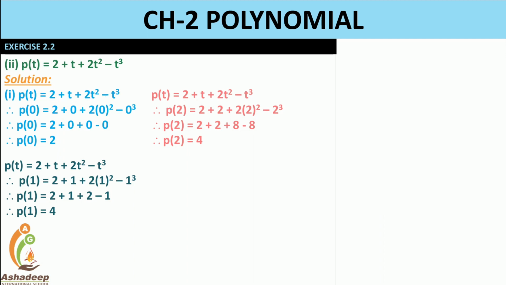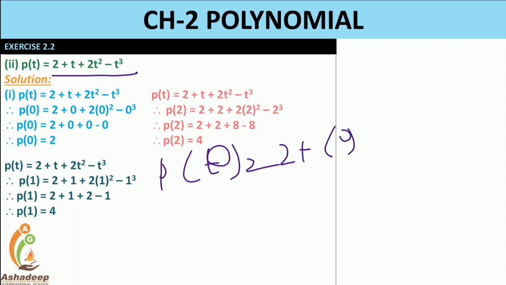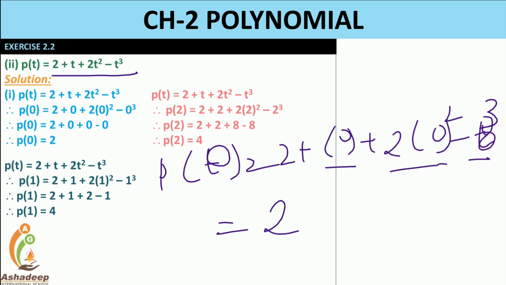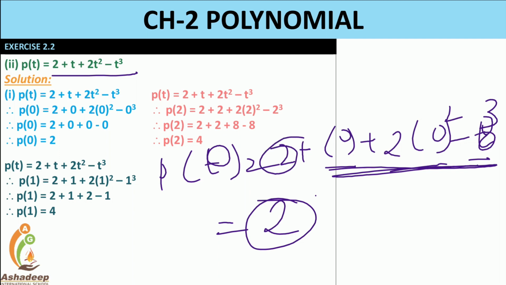How? See, p of t is given, but you have to find p of 0. So wherever you find t, you need to put 0. So 2 plus 0 plus 2 into 0 square minus 0 cube. The 2 stays as it is, the rest are gone, so the answer is 2. Why? Because if you multiply 0 with anything it becomes 0, and if you add 0 to anything, the answer is the number itself. So p of 0 is 2.